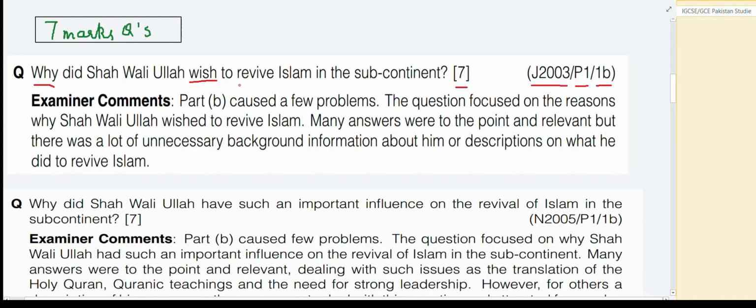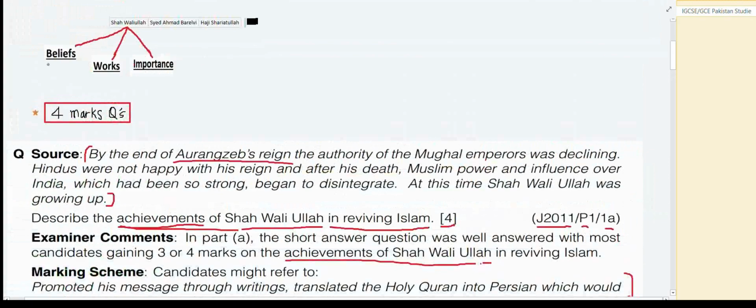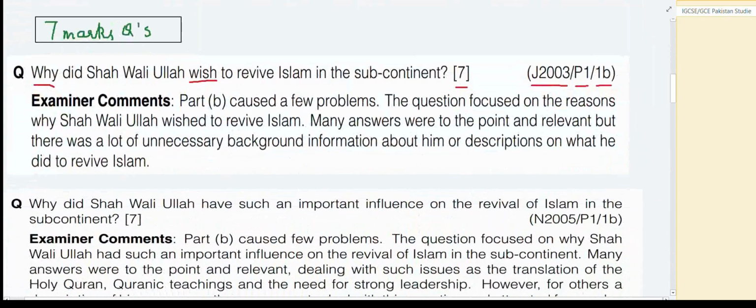Basically, we have to write the beliefs of Shah Waliullah. Read the question again: Why did Shah Waliullah wish to revive Islam in the subcontinent? So we have to write that he believed this was missing, and that was the reason why he wished to revive Islam. So this question deals with the beliefs of Shah Waliullah.